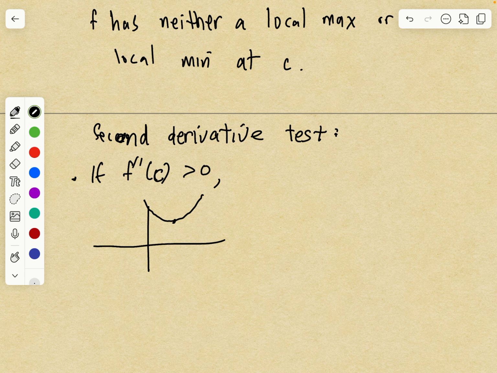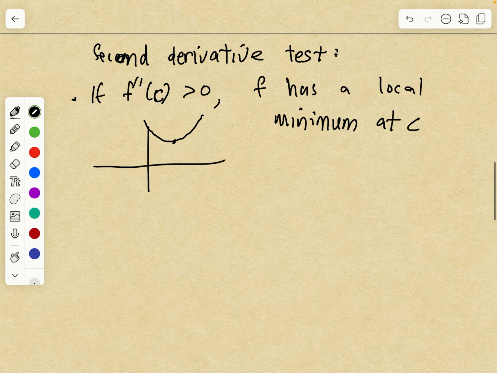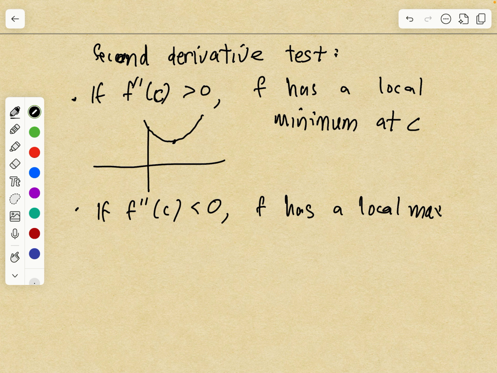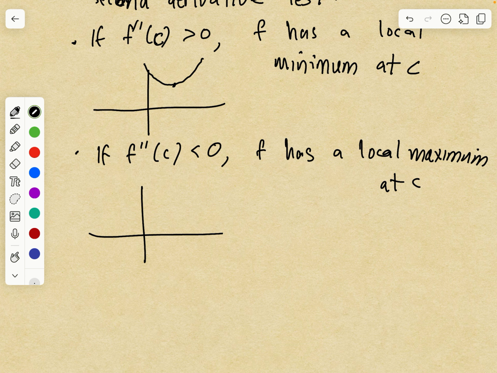So you have something like this, and then f has a local minimum at c. And if the second derivative is negative, then f has a local maximum at c. So you have a situation where the graph is going to go like this, because again, at x equals c, the derivative is 0.